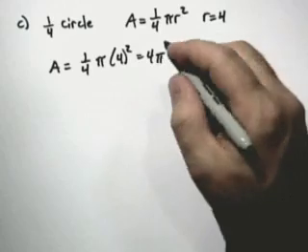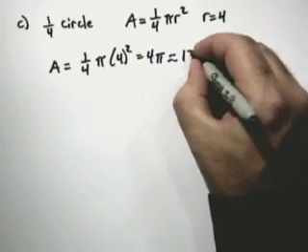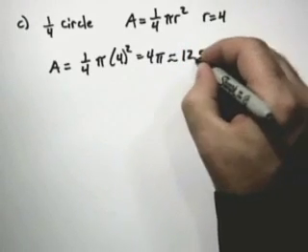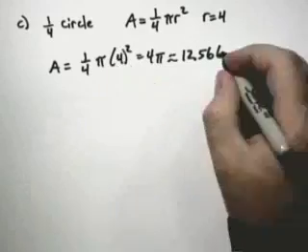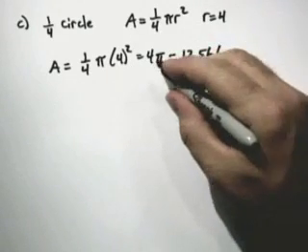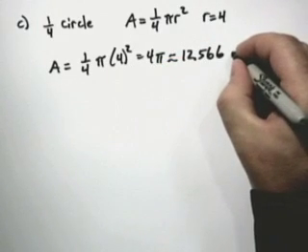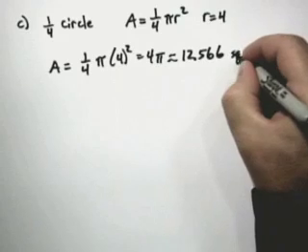Getting an approximate value for this, 4 pi is approximately 12.566. So the area, we would say, is exactly 4 pi square units, which is roughly 12.566 square units.